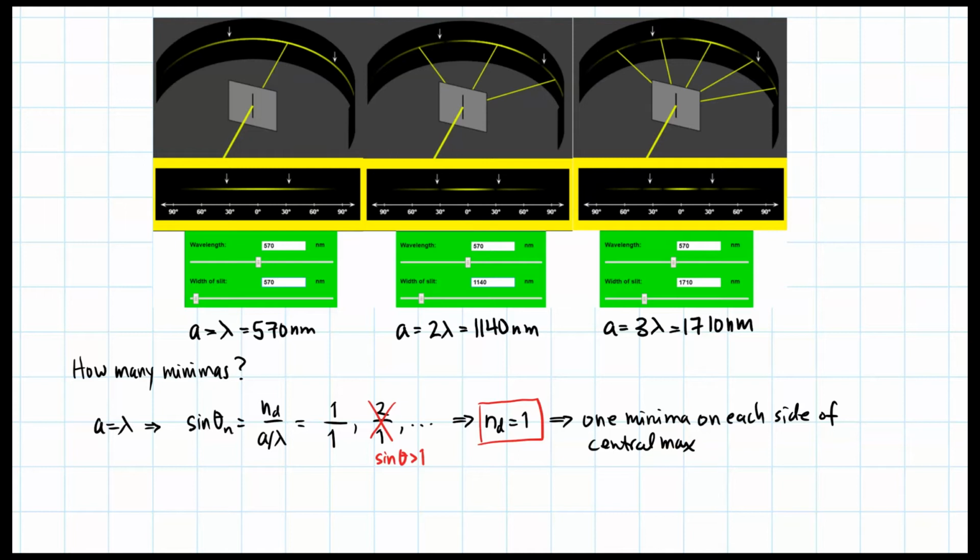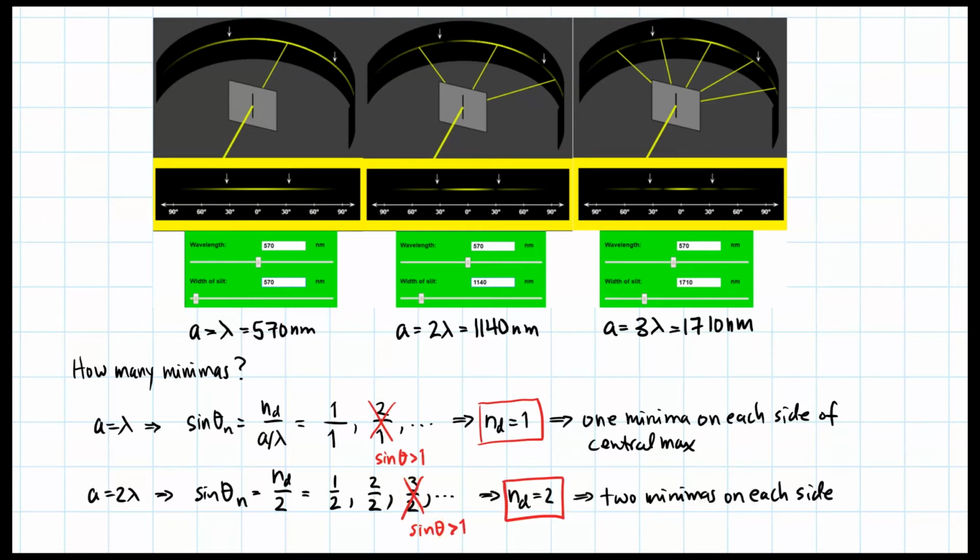Let's go to a equal to 2 lambda. So in this case, at a equal to 2 lambda, my diffraction parameter, a over lambda, is 2. So that's how I got this 2 right here. Now I start the sequence. I get 1/2, I get 2 over 2, then I get 3 over 2. Therefore, I have now ended my sequence, implying that ND is equal to 2, which means I got 2 minimas on each side. So when I look at the image, you can see here that I have one minima there, and then I have another minima right at the very end at 90 degrees.